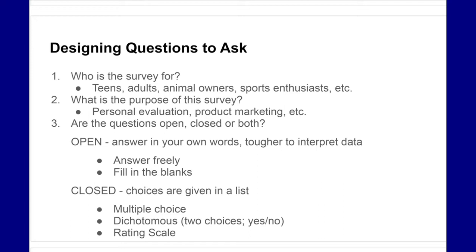Closed questions are where you are given the choices. It might be a multiple choice question. It might be something that's dichotomous, where there are only two choices, yes or no. Things like that. A rating scale, where you have a specific value or specific values that you can pick in order to determine a rating for something. Those are the types of questions that you might have to come up with. And again, that could come down to the purpose of the survey and who the survey is for.